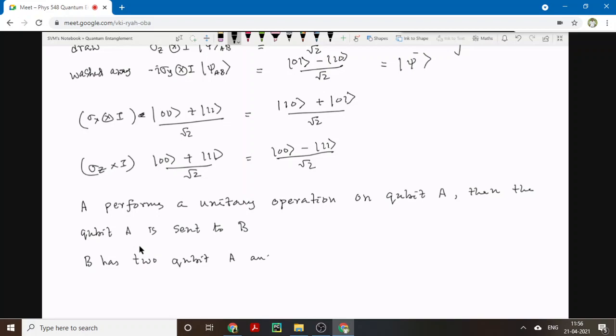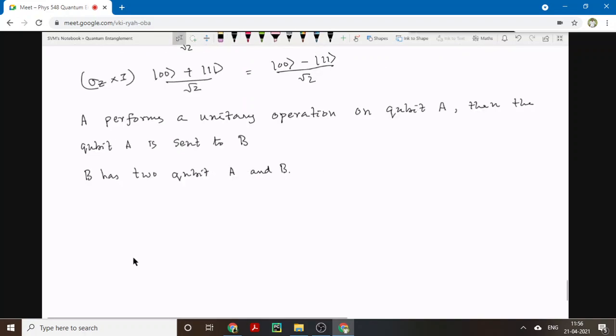Now what is the state of these two qubits A and B? That depends on what she has done, right? If she has not done anything, it will be phi plus. If she has done sigma x, then it will be psi plus. Like that, depending on what she has done, the state is going to change. So now what does B do? B does a Bell measurement.